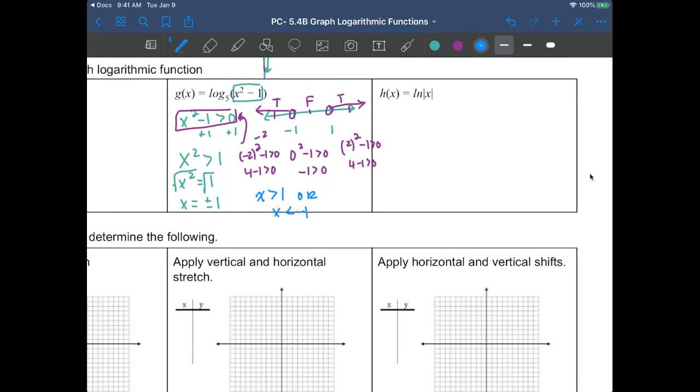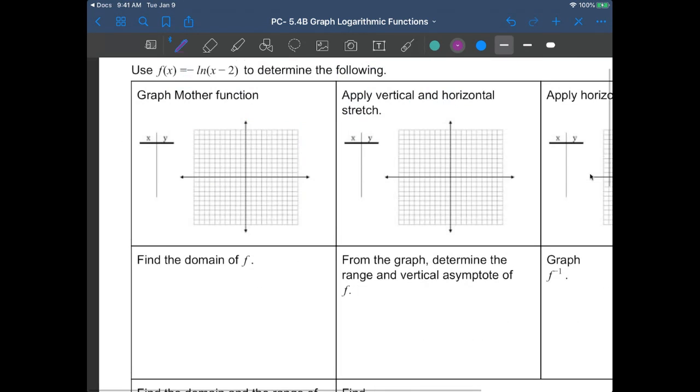All right. Lastly, we have ln of the absolute value of x. So my input, the absolute value of x, has to be greater than 0. And I remember that anything I plug in for x, when I take the absolute value, is going to be greater than 0, except for one number. x cannot equal 0. That's the only one that's not greater than 0. So those are our domains.